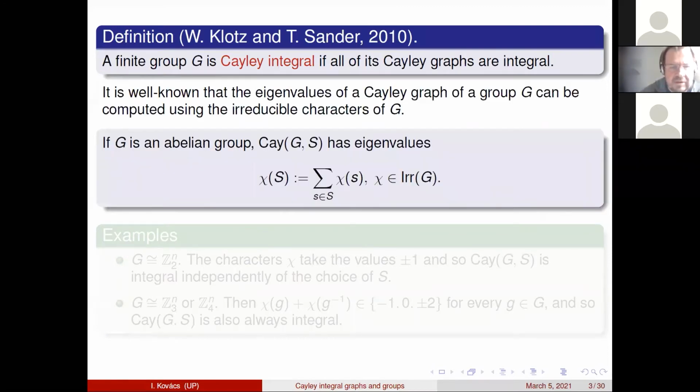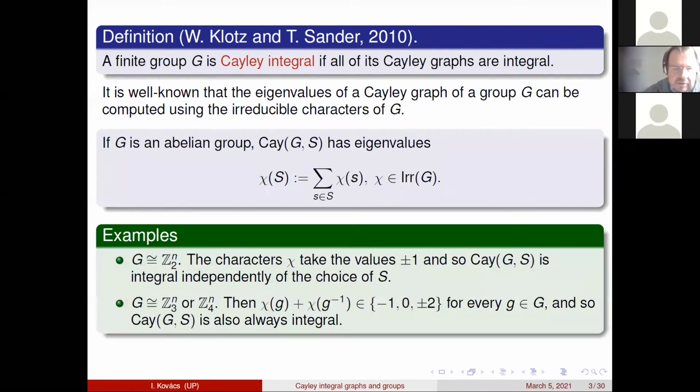First of all, it is a well-known fact that the eigenvalues of Cayley graphs of a group G can be computed using the irreducible characters. In the abelian case, the formula is very simple: you go through all the irreducible characters and just compute the character sums. Let's see examples. If you take an elementary abelian 2-group, then the characters always take values plus or minus 1, so the sums become integers, and the graphs are Cayley integral.